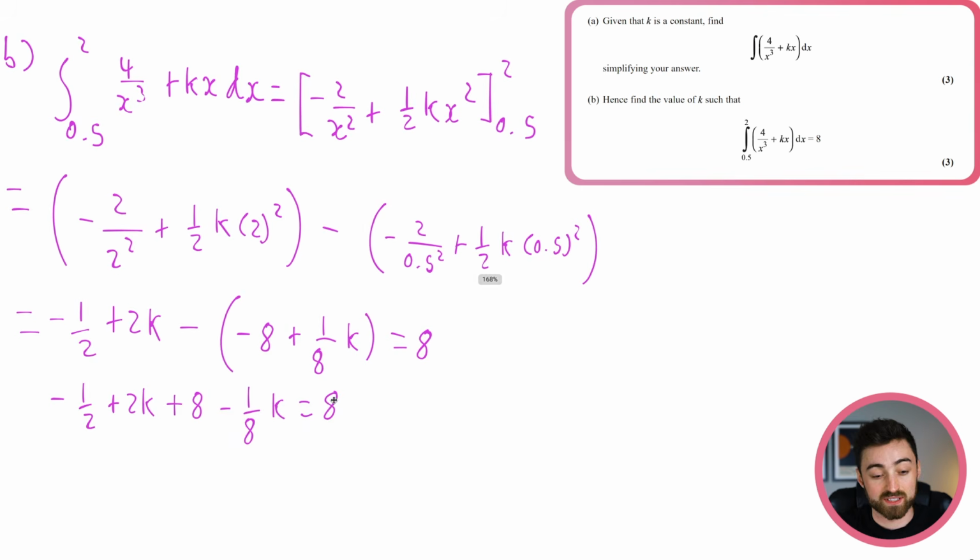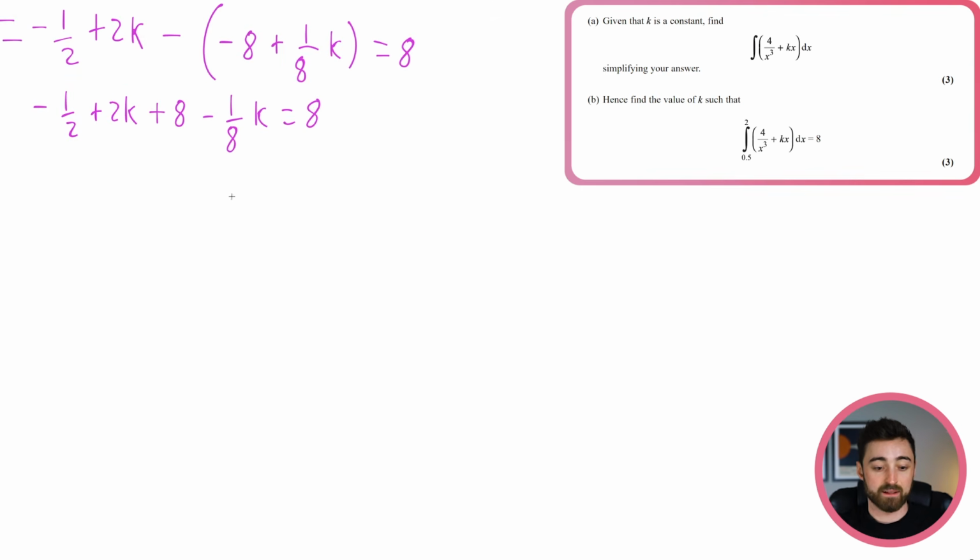And I hope you can see the nice thing here. I have this 8 and this 8. Take 8 from both sides. They cancel. So I'm going to be left with 2k minus 1 over 8k. Well, 2k is what? 16 over 8k. So take 1 over 8k, I'd have 15 over 8k.